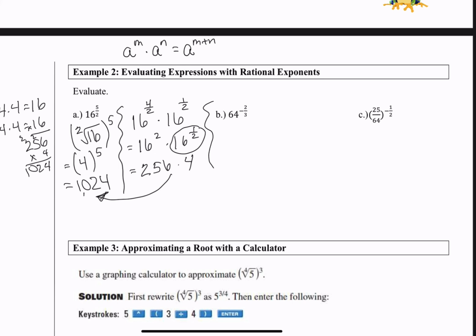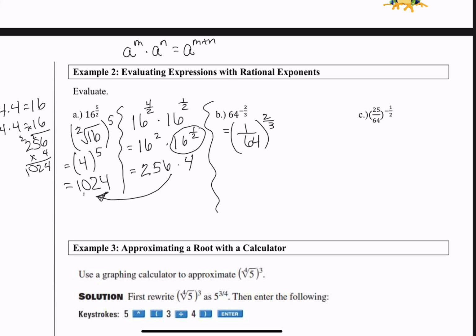All right, let's try this next one. 64 to the -2/3. First of all, we have a problem. We have a negative exponent, and we need to make that negative exponent positive. So I need to do the reciprocal of the base. So I'm going to go 1 over 64. And then I'm going to raise that to the 2/3 power.